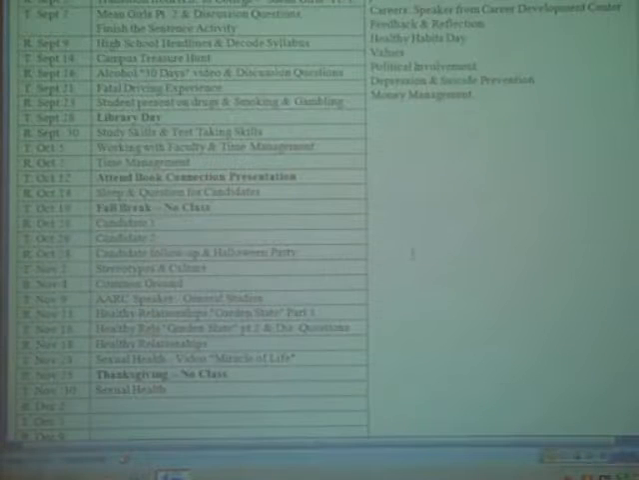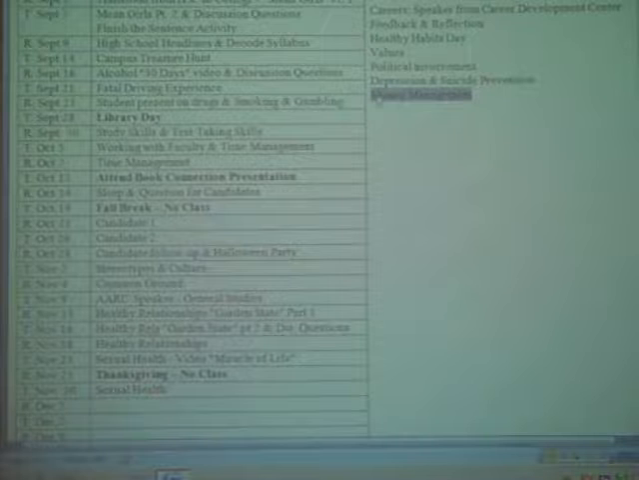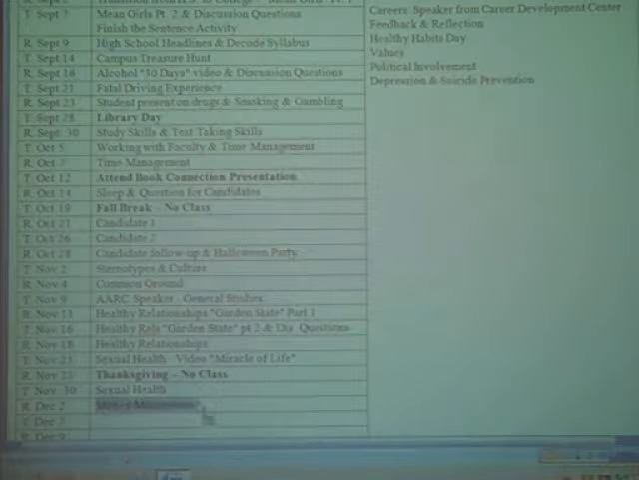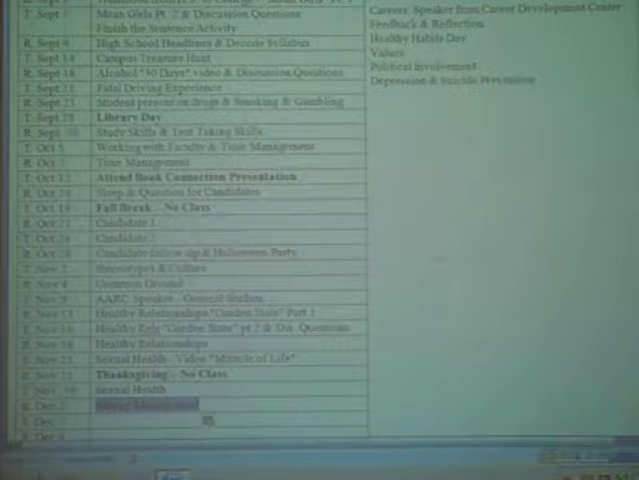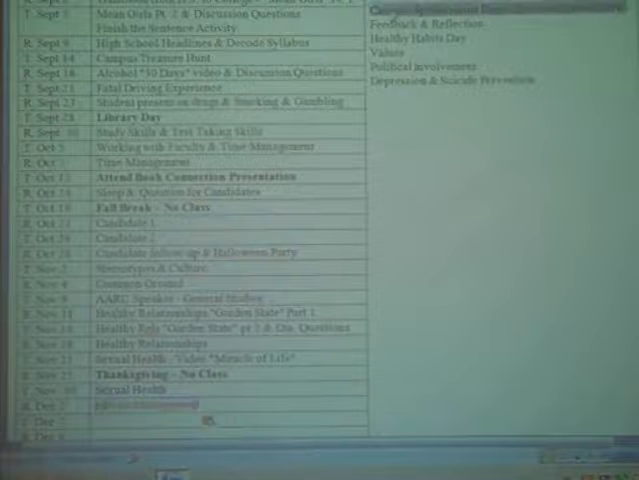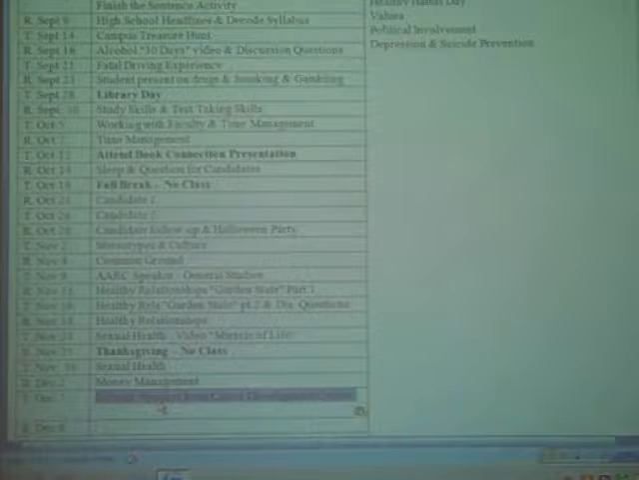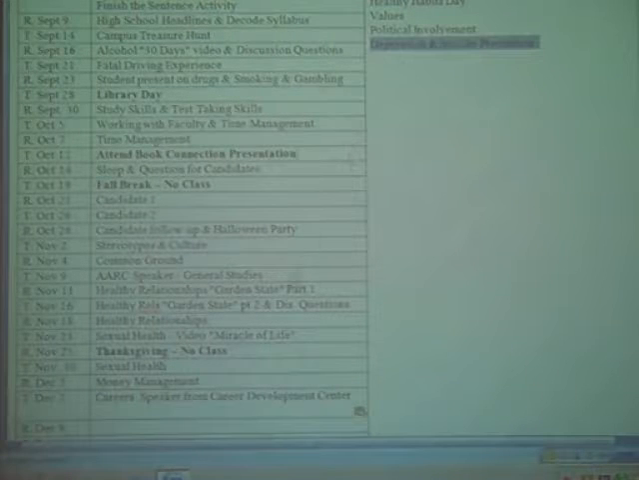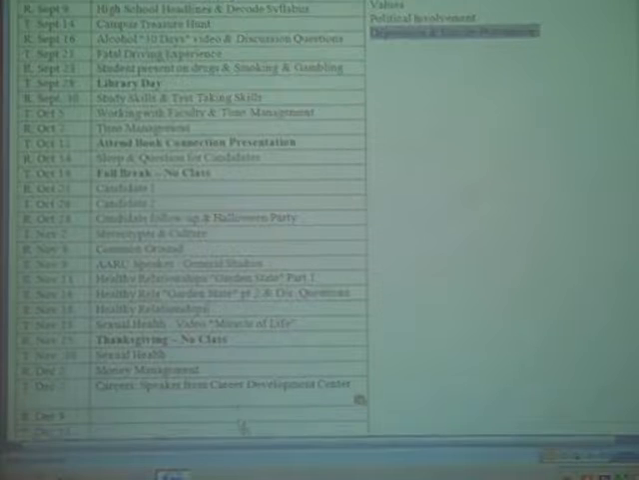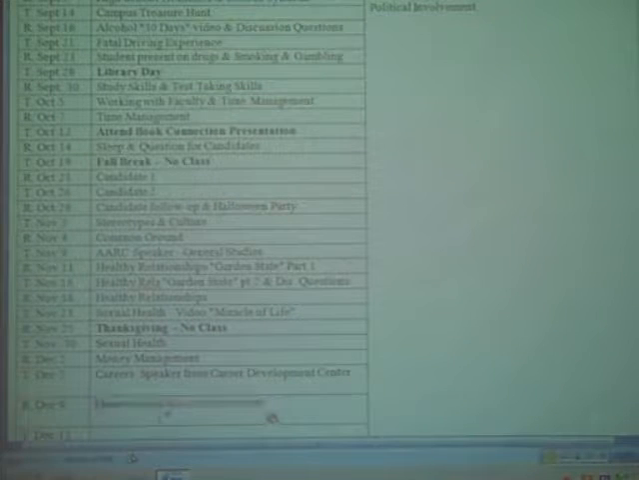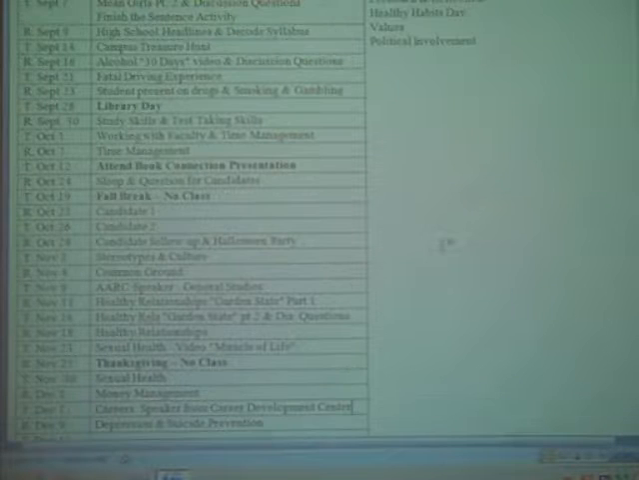Alright, so I'm getting near the end of the semester here. I want to be sure I get in some of the other things that I want to include. So I'm going to put money management on December the 2nd. I've scheduled a speaker from the Career Development Center on November the 7th. On the 9th, I'm going to do depression and suicide prevention. Not the ideal thing to do that late in the semester, though there may be some logic to it in that that's an issue that certainly a lot of people experience during the holidays.